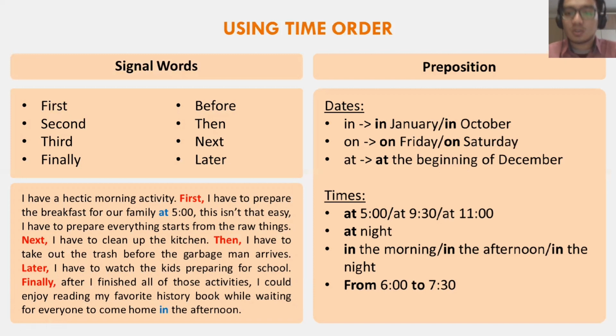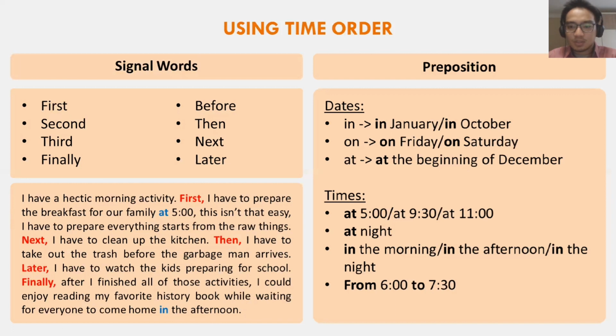Here you can see the signal words are first, next, then, later, finally, in red. And the prepositions are at 5 and in the afternoon. You could change it based on your imagination, or based on the reality that you witness.